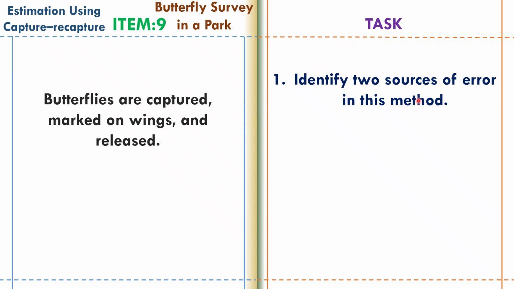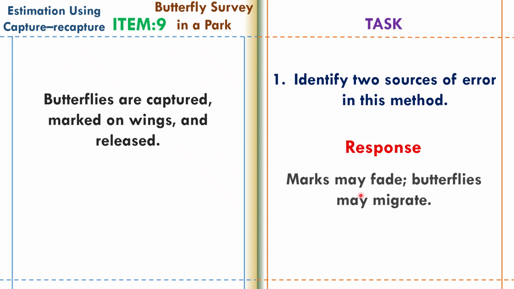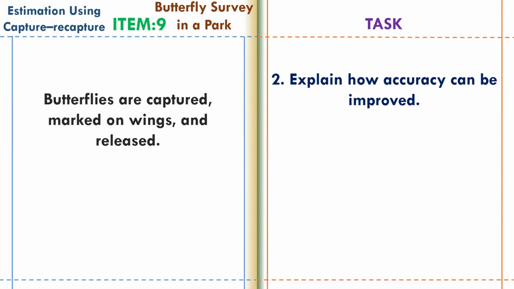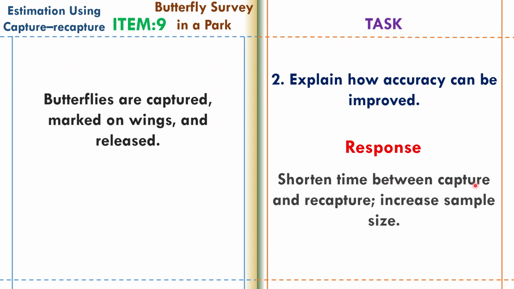Identify two sources of error in this method. Marks may fade. Butterflies may migrate. Explain how accuracy can be improved. Shorten time between capture and recapture. Increase sample size.